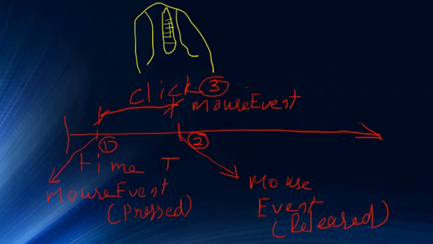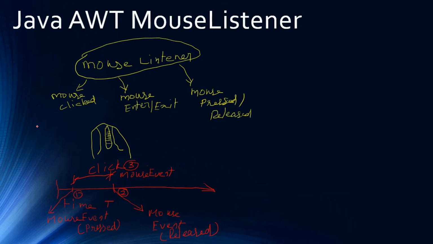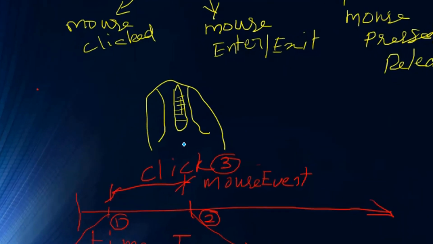So if you look at the mouse in Java, once a mouse event is produced, from this mouse event itself we can get this information. So we can get which mouse button is pressed. We have to use the button mask.